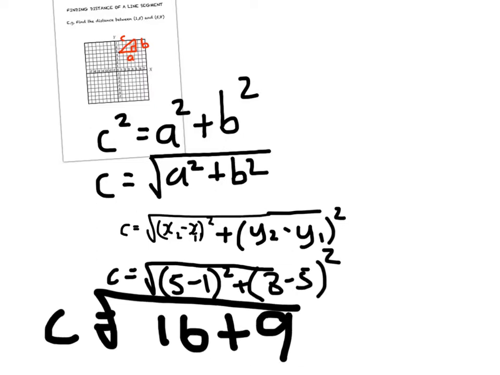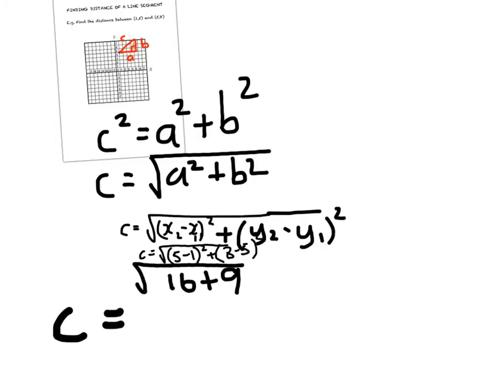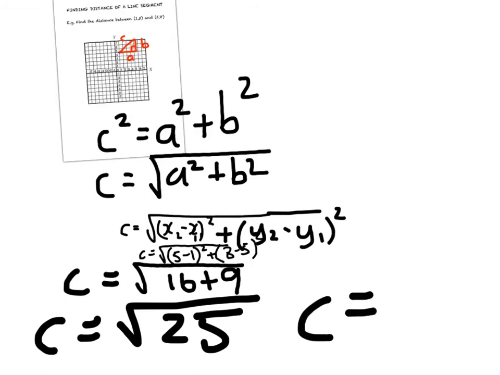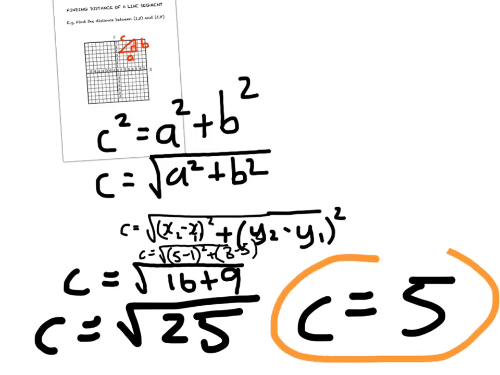Alright, so we can see where this is going. Okay, C equals root 25, and the discerning viewer could quickly tell me that 5 squared is 25, so the answer is 5. Let's ring that for effect. Your answer there is 5. This is the end of part 1.